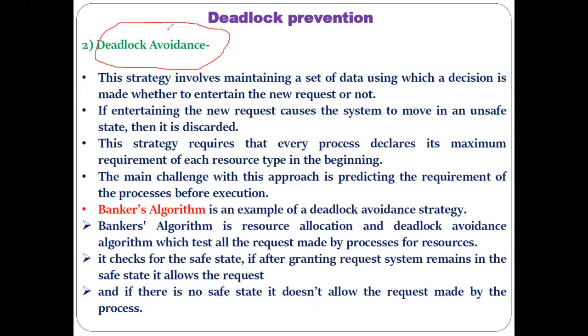Now how can deadlock avoidance be done? This strategy involves maintaining a set of data using which a decision will be made whether to entertain a new request or not. Means using this strategy, a certain database is maintained. And what will this database contain? This database will contain the information regarding the various resources available, the information regarding the resource requirement for certain processes. This database will contain available resources. This database will contain resources allocated to certain processes.